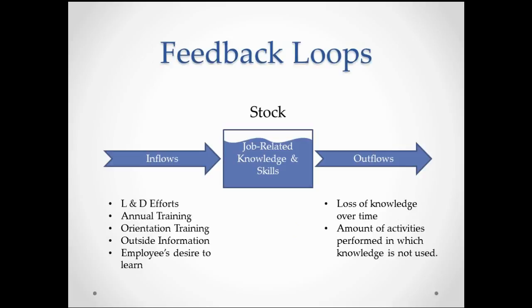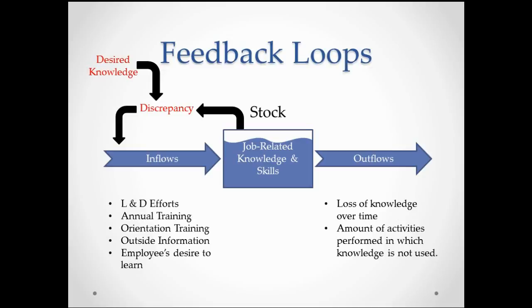Now, the mechanisms that dictate the flow into and out of a stock are called feedback loops. The traditional learning and development system operates on balancing feedback loops, which seek to maintain the status quo of the system. The first feedback loop senses when there is a discrepancy between the desired knowledge and skills and the actual knowledge and skills, and adjusts the inflow accordingly. An example of this would be increasing learning and development efforts when performance or knowledge drops.